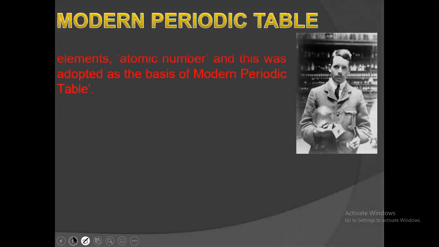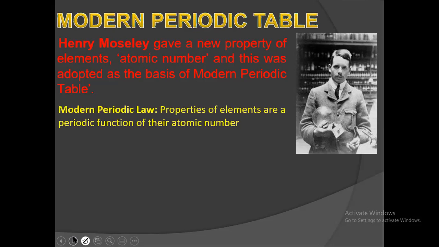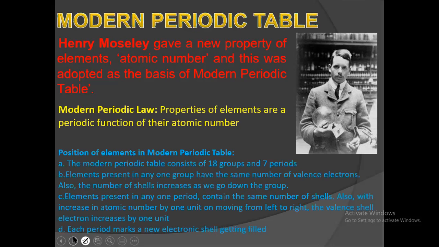Now, the modern periodic table. In the case of the modern periodic table, Henry Moseley gave a new property of elements. What is that? That is atomic number. This was adopted as the basis of the modern periodic table. So in the modern periodic table, elements are arranged in increasing atomic number. So what is the modern periodic law? The properties of elements are a periodic function of their atomic numbers.